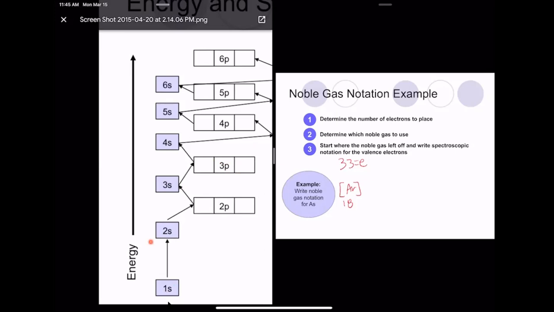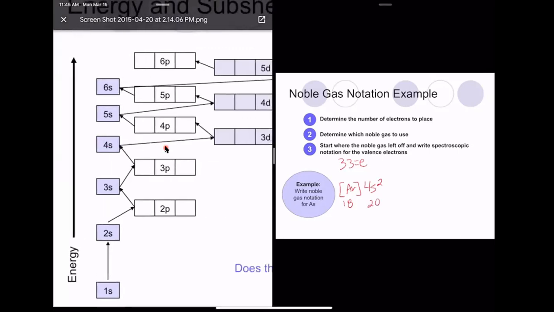So we are going to pick up wherever argon left off. Argon leaves off after 3p. So the next one after 3p is what? What is after 3p? Anybody? What's after 3p? 4s. Okay, yeah. So we would write 4s2. That would be 20 there.